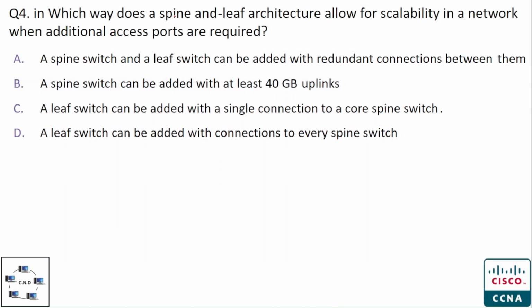Question number 4. In which way does a spine and leaf architecture allow for scalability in a network when additional access ports are required? The options are: option A, a spine switch and a leaf switch can be added with redundant connections between them. Option B, a spine switch can be added with at least 40 GB uplinks. Option C, a leaf switch can be added with a single connection to a core spine switch. And option D, a leaf switch can be added with connections to every spine switch. And this is the correct option, option D.